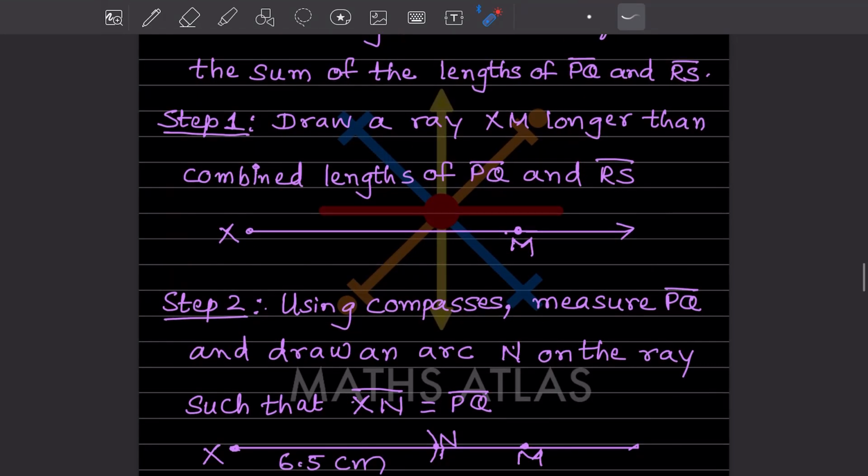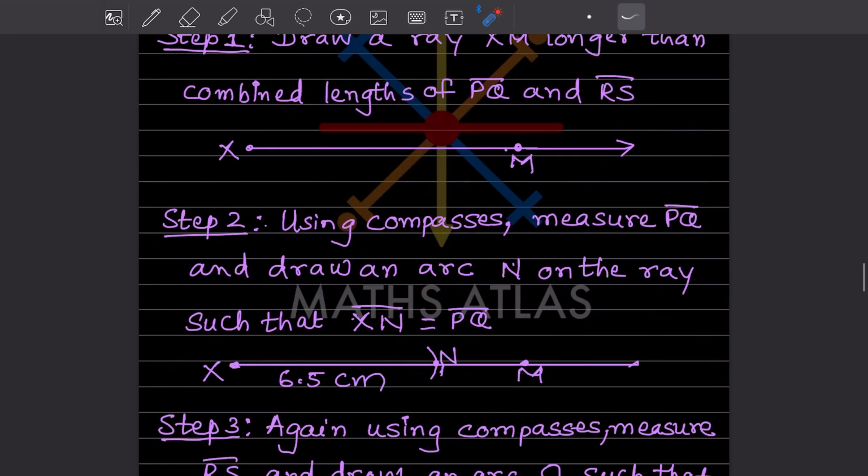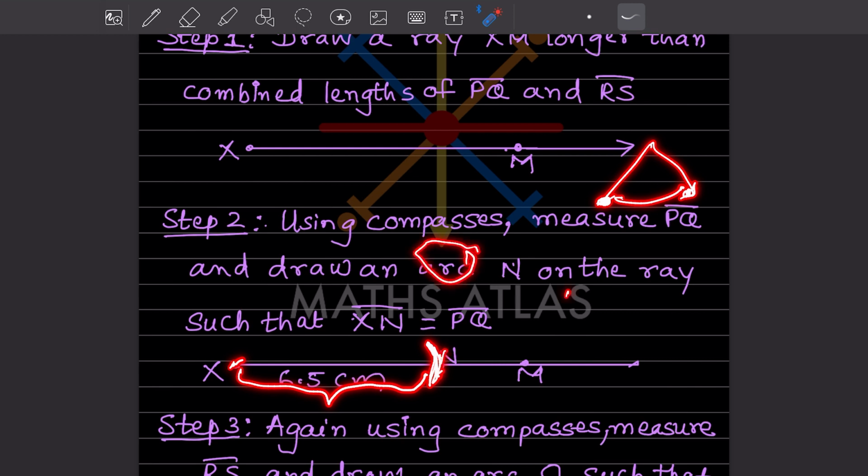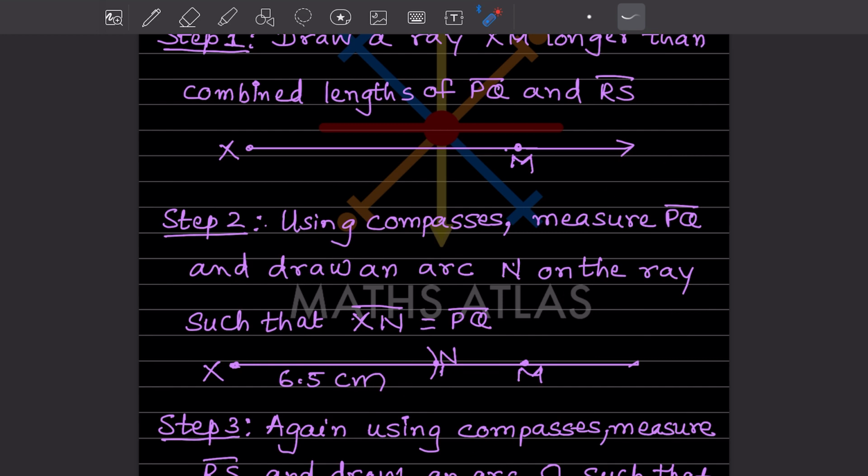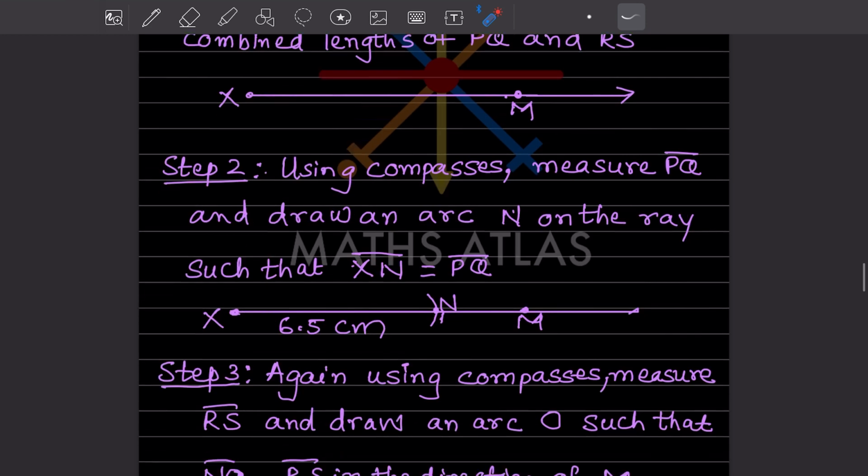Now, using compasses, measure PQ and draw an arc N on the ray. So now this is XN, same as this one. So you will take PQ. What is PQ given as? 6.5. So with the help of your compass, the measurement should be 6.5. One end of the pointed one, you are going to keep over here, and the other end, this distance is going to be 6.5. Okay, and you are going to cut this with an arc. Draw an arc and mark it as N, such that XN is equal to PQ. That is what we have seen, that is 6.5.